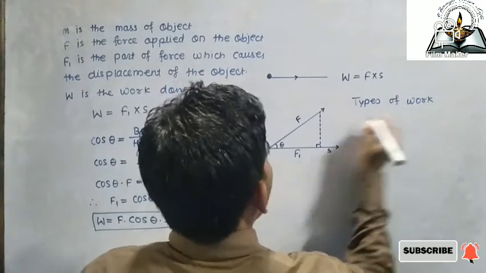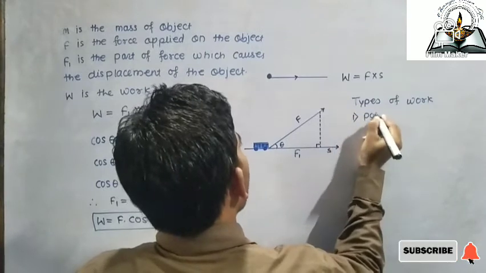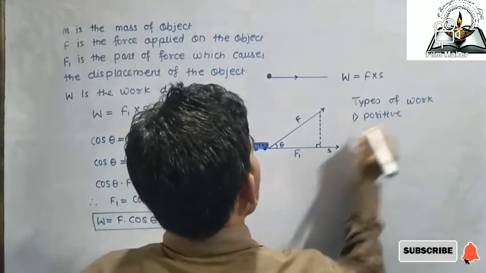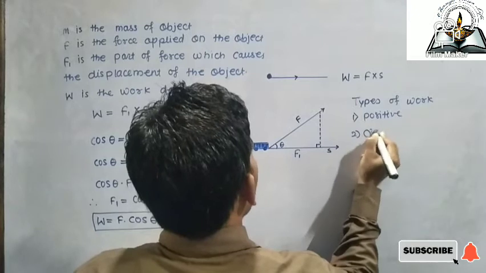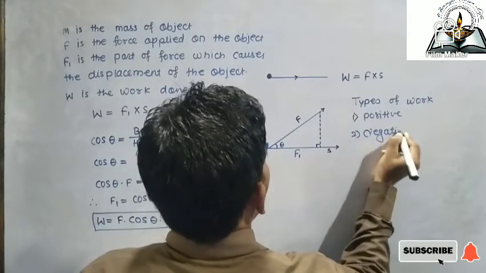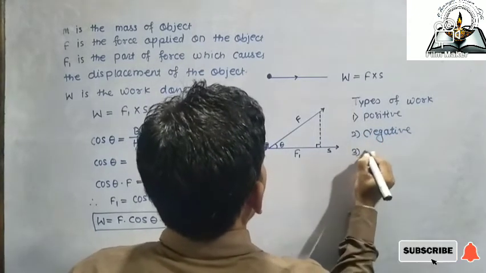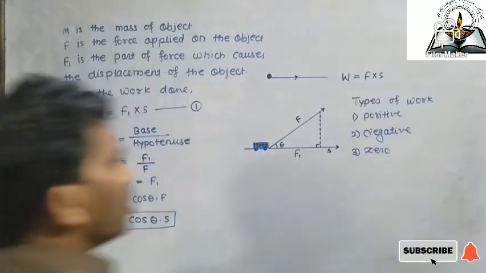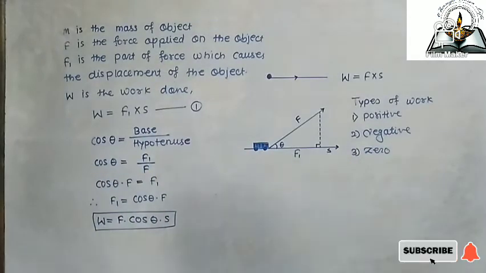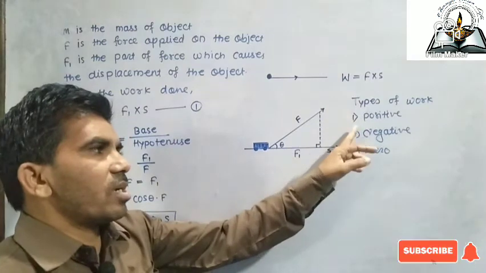The first one is the positive work done. The second one is the negative work done. The third one is zero work done. So on the basis of in which direction the force is applied and displacement takes place, we can classify the work done into three types.